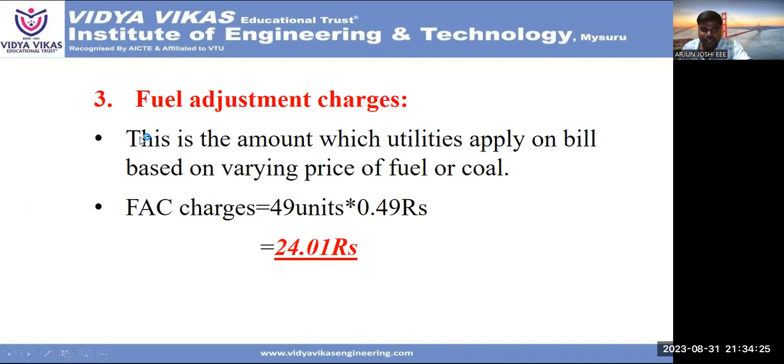Now let's understand fuel adjustment charges. Fuel adjustment charges is the amount which utilities apply on the bill based on the varying price of fuel or coal. Why is this charge included? Because most of the generating stations are thermal power plants. Base load power plants are thermal power plants. So they put these fuel adjustment charges, that is nothing but 49 units into 0.49. How do they take this 0.49 rupees per unit? You need to refer to the table. 24.01 rupees will come.